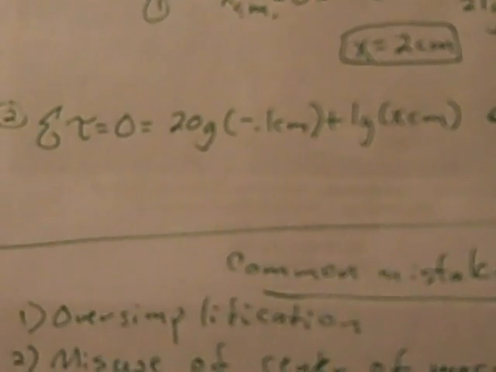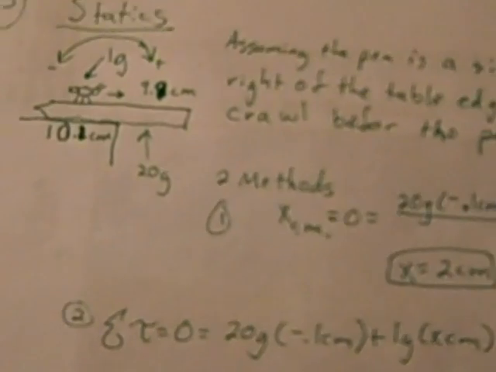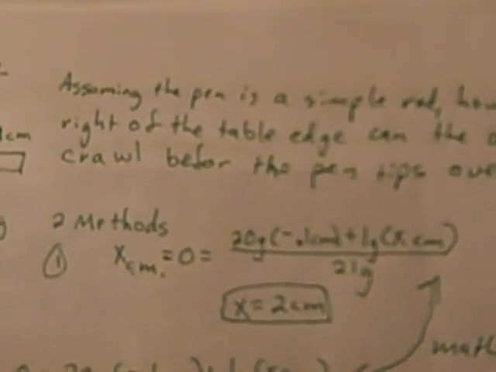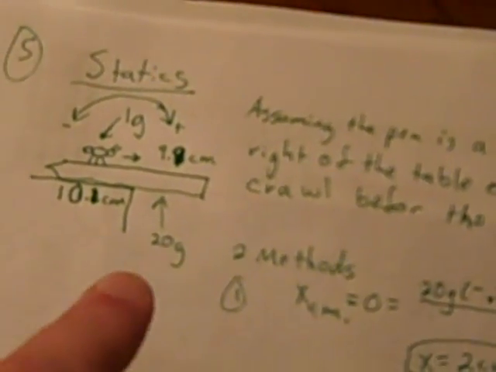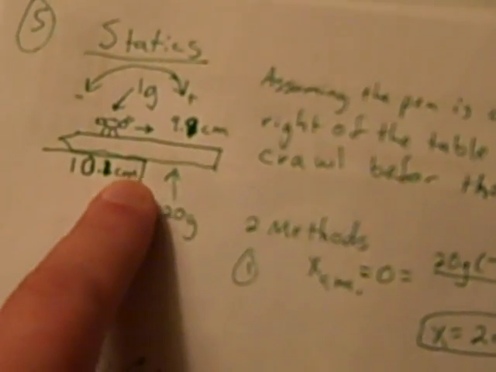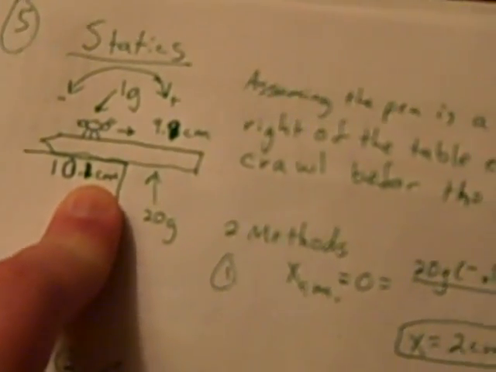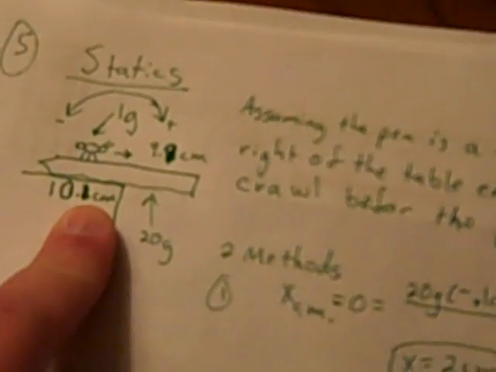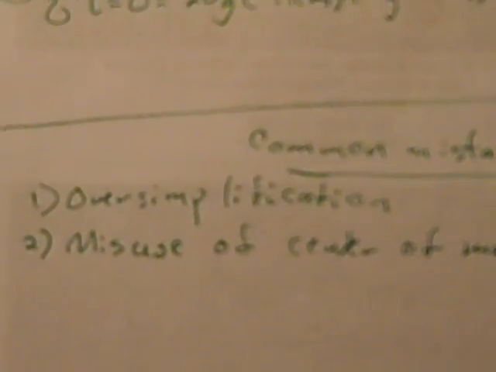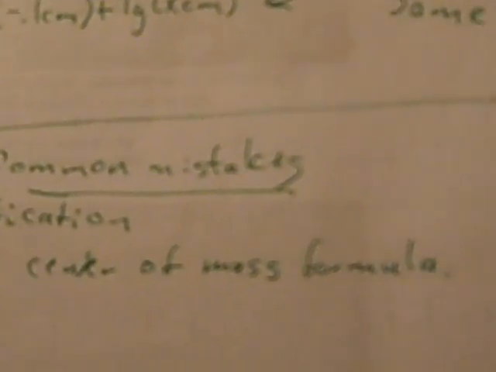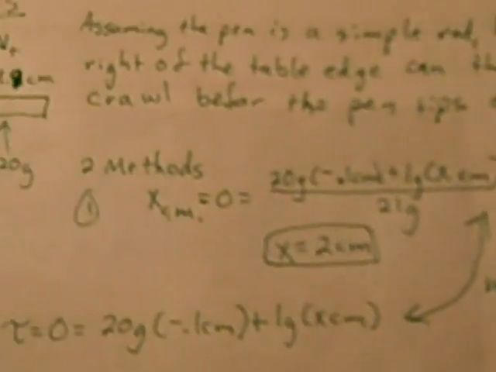Common mistakes. Oversimplification. Some people will somehow oversimplify this even though the equations are really, really simple. Or I've seen people take the distance this center of mass was displaced to the left and divide it by 2. I don't know why they divide by 2, but they seem to insist on it all the time. Forgot that one when I was writing down the common mistakes. Misuse of the center of mass formula. Okay, that probably accounts for dividing by 2.